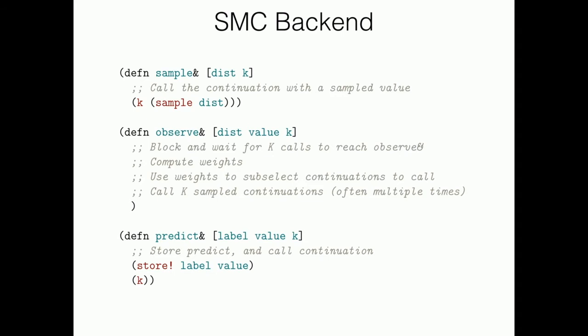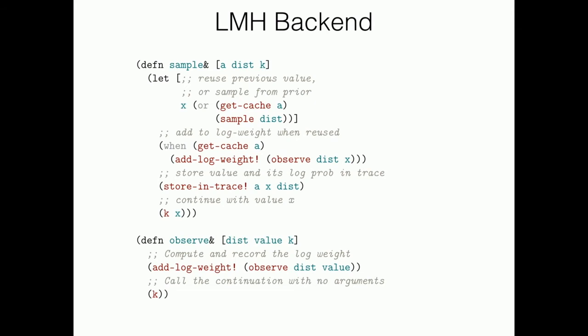However, observe, this code is about 20 lines long in Anglican, so it's a little bit too long to stick on here. But basically, you wait for k calls to reach the observe. You compute the weights. You use the weights to subselect continuations to call. And then you loop through and simply call the continuation multiple times. And if you want to call them in threads, that's great. If you want to call them on a supercomputer and run those on a different processor somewhere else, that's totally fine. Everything is cool. All you have to do is call that continuation function as many times as you would under the resampling rules. Okay?